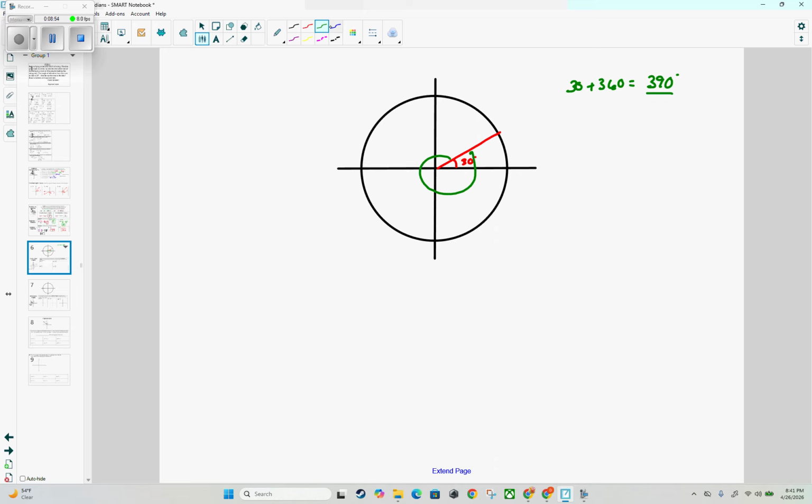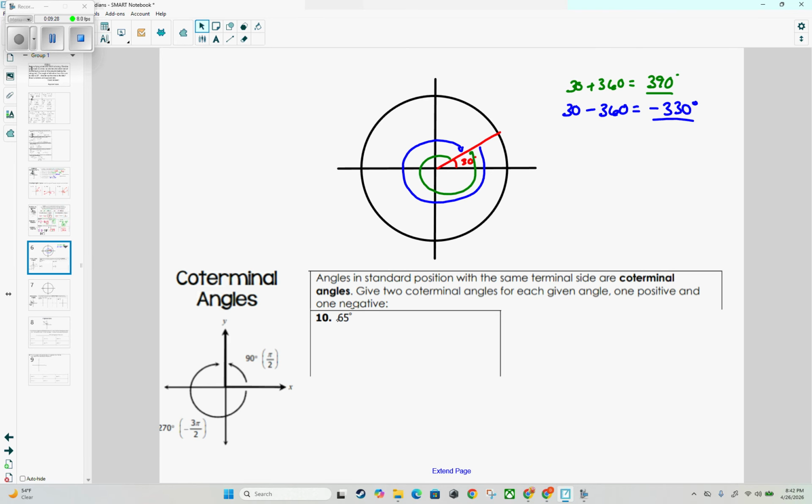I could also go the other way. I could say, okay, well, if I took the 30 and went backwards 360, so I went from here and I went around, I would end up at the exact same spot if I do another circle going the other way, and that'll give me my negative version of this. So that would be negative, what is that, 330. So these angles, 390 and negative 330, those are considered coterminal angles. One's the positive, one's the negative version of it. So let's try one. Let's say I was at 65 degrees and I wanted to find both the positive and a negative version of this.